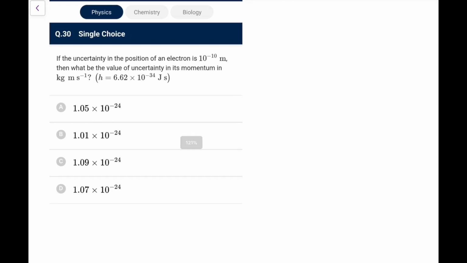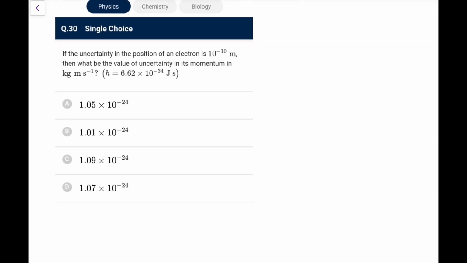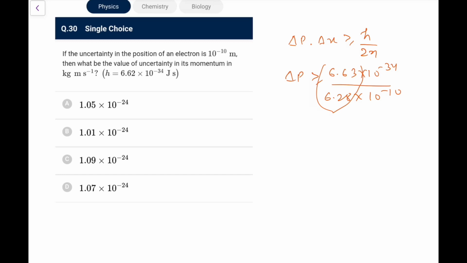If the uncertainty in the position of the electron is this, that would be the value of the uncertainty in the momentum. So what we know, delta P into delta X should be greater than or equal to h by 2 pi. So the uncertainty in momentum would be h by 2 pi into delta X. So h is 6.63 into 10 to the power minus 34, 2 pi is 6.28 and delta X is 10 to the power minus 10. So it is approximately 1 point something, and this would be 10 to the power minus 24. How much the something is, that is important.